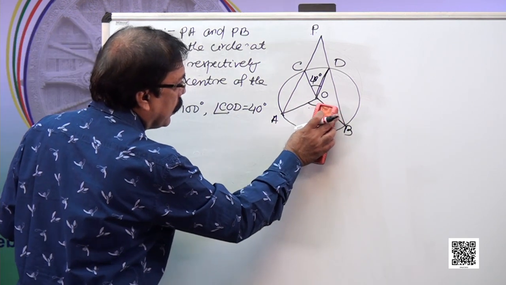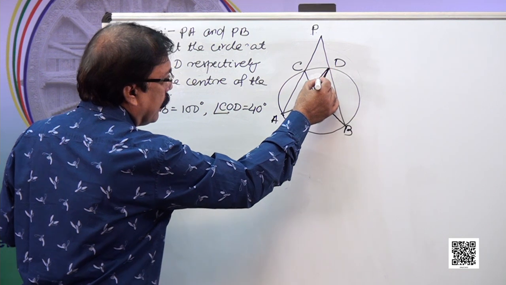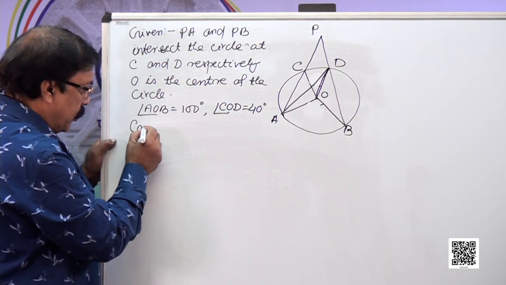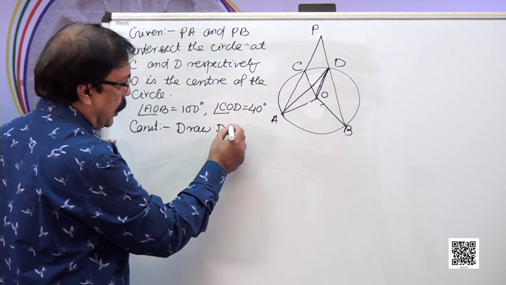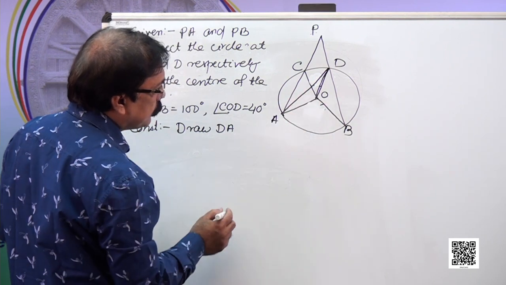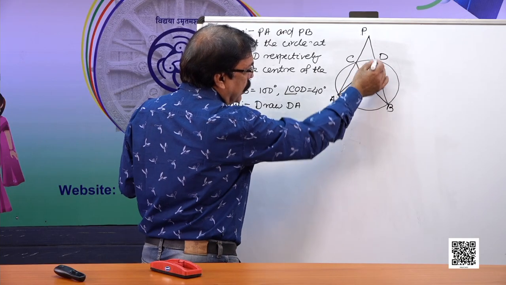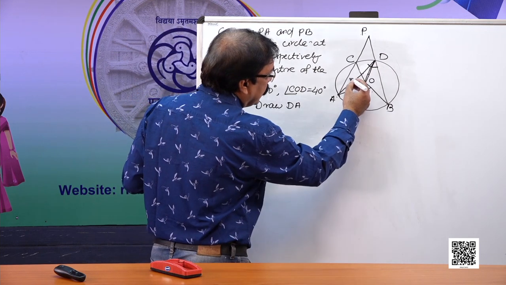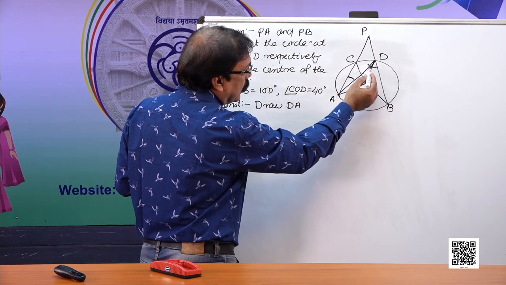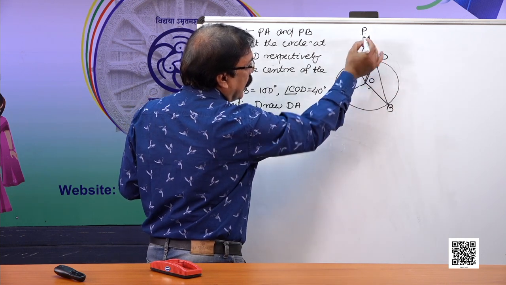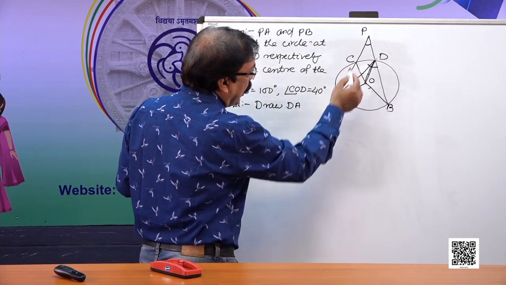Now, let me draw the line AD. So, we can have a construction that draw DA. Now you see, in triangle PAD, angle ADB is the exterior angle, and one of the interior opposite angles is PAD. If we subtract this PAD from ADB, then we will get this angle P. Now, what are the values of this angle ADB and CAD?